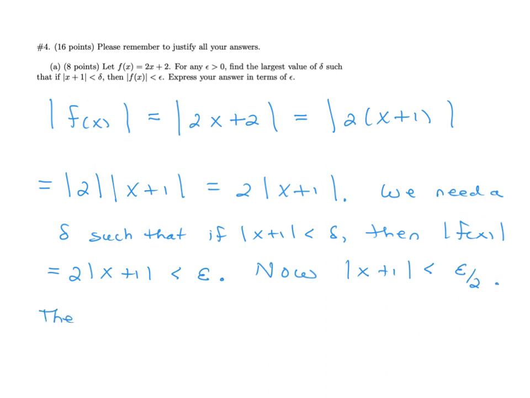Therefore, we will choose delta equal to epsilon over 2. And the reason for this is when you divide by 2 to the other side, you're left with the absolute value of x plus 1, which is this. And there's something on the other side, and that's exactly what we want delta to be equal to.